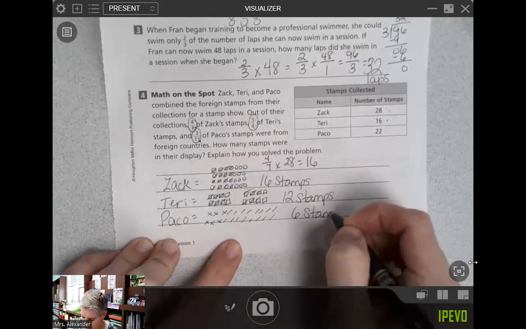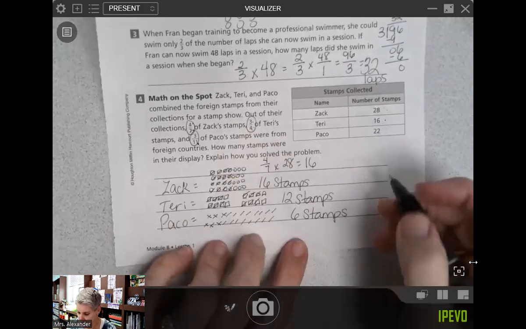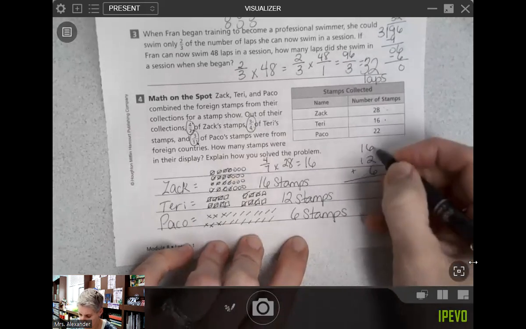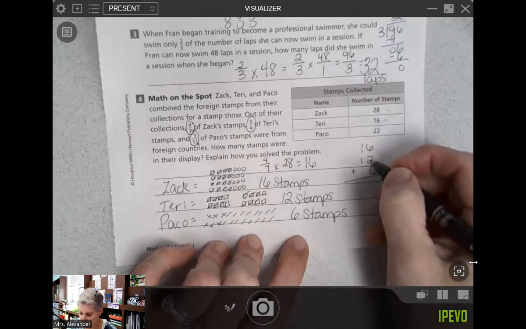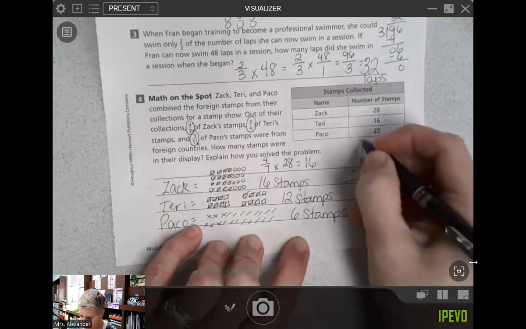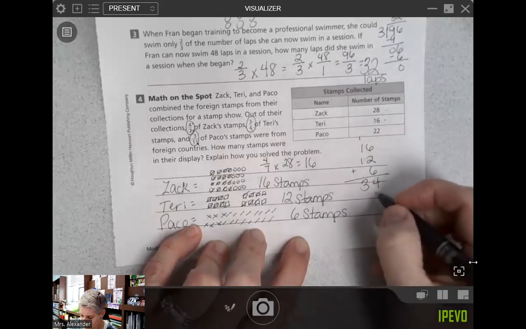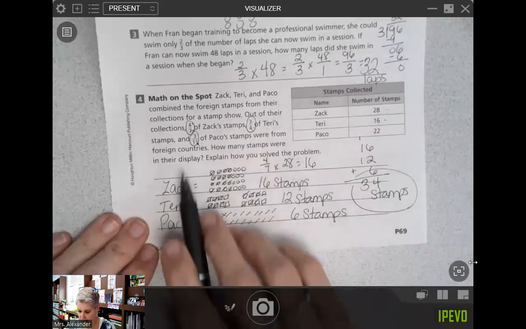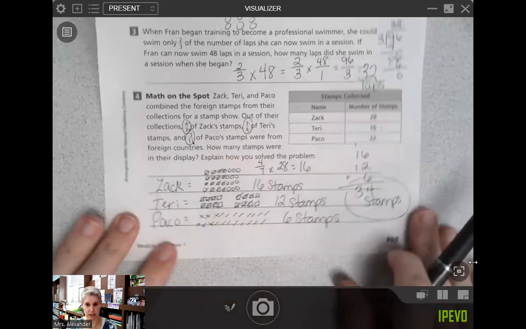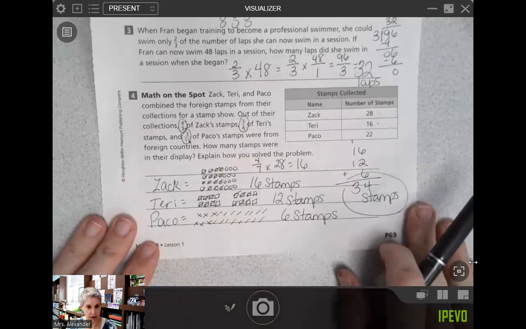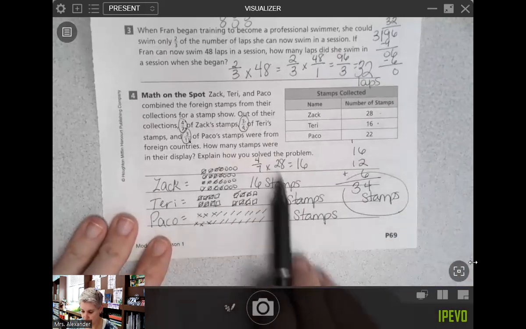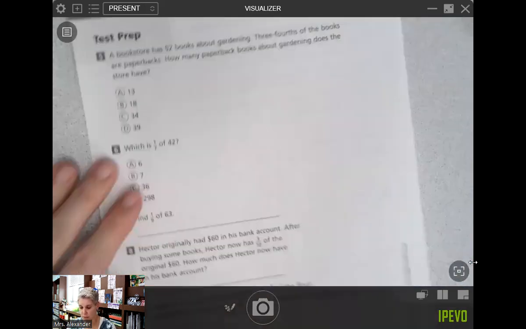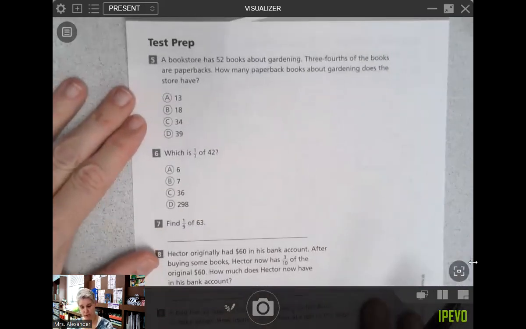6 stamps for a total of 16 plus 12 plus 6. 6 plus 6 is 12, plus 2 is 14. Regroup. 34 stamps total in their display from foreign countries. All right. So we modeled it to explain how we solved. All right. So then we have some test prep. Let's see how it goes.